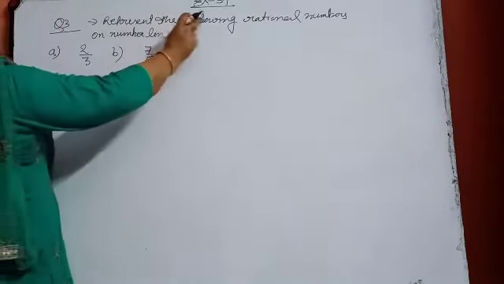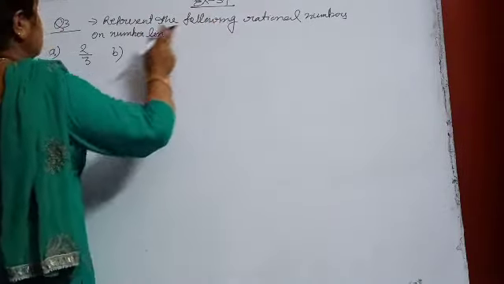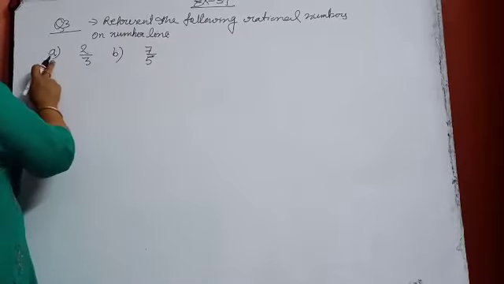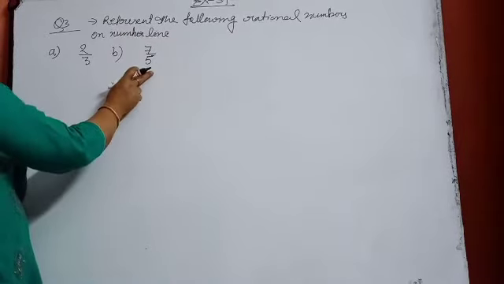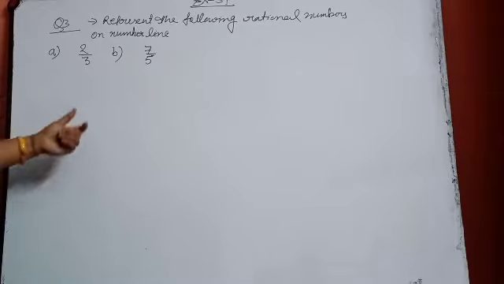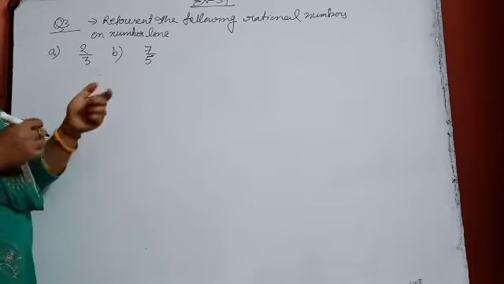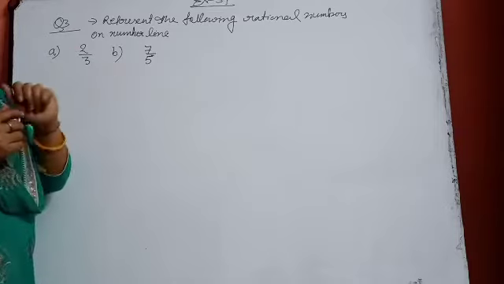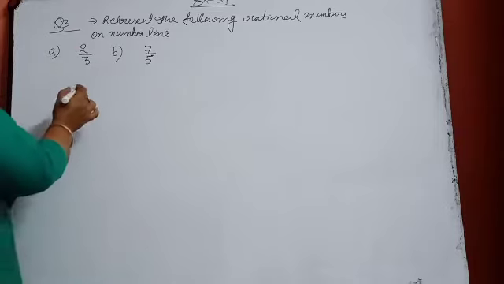Question number three. Again, represent the following rational numbers on the number line. The first part is 2 upon 3, and part B is 7 upon 5. Two more parts of this question are there, but I am doing two, and the other two parts you will perform yourself.